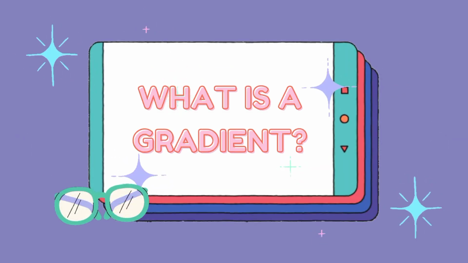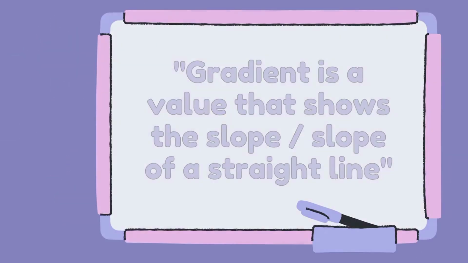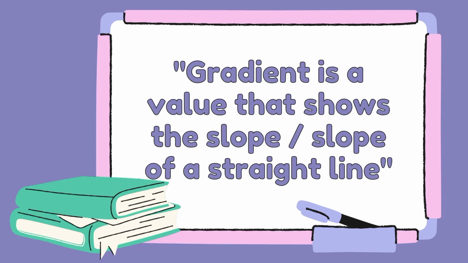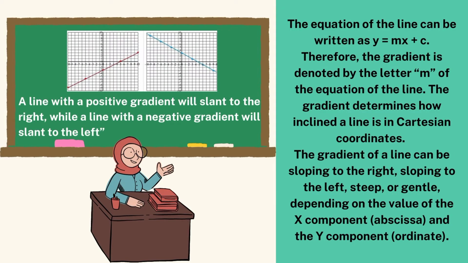But what is a gradient? Gradient is a value that shows the slope of a straight line. But before discussing gradients, it will be nice to know the material for line equations first. The equation of the line can be written as y equals mx plus c. Therefore, the gradient is denoted by the letter m of the equation of the line. The gradient determines how inclined a line is in Cartesian coordinates.